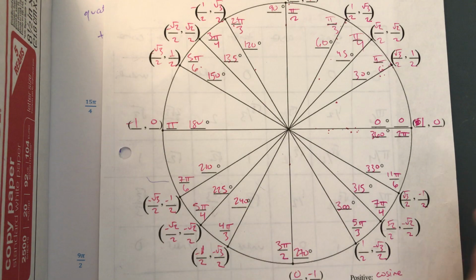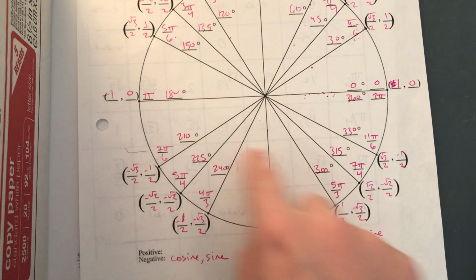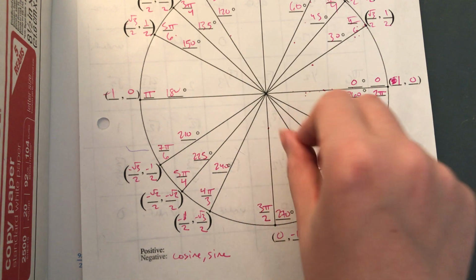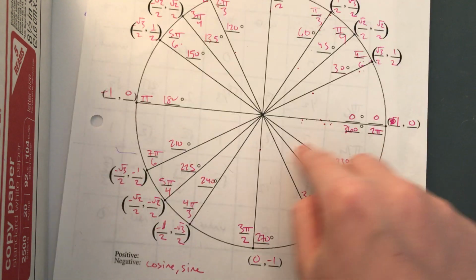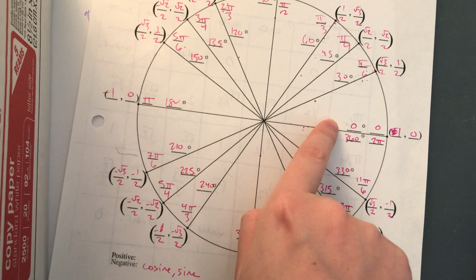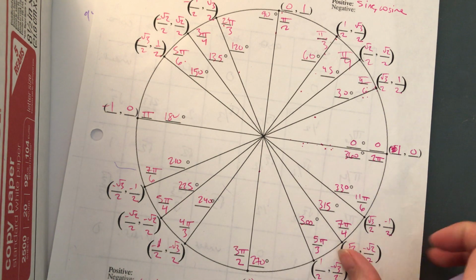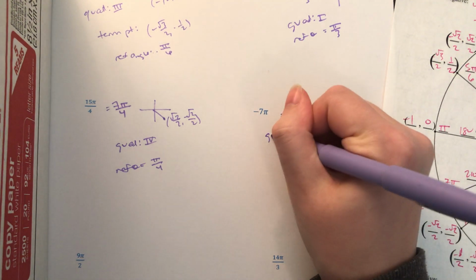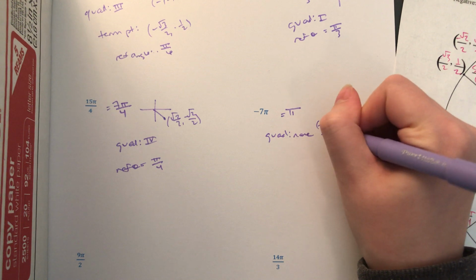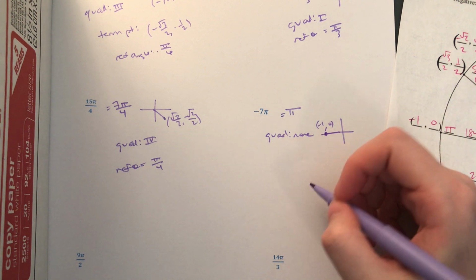Pi is the easiest to count because you start here and it's 1, 2, 3, 4, 5, 6, 7, 8, 9, 10, and so on. But this one's negative though, so -1, -2, -3, -4, -5, -6, -7. So -7 pi is the same thing as pi. So again, pi doesn't live on a quadrant. It lives on the x-axis out here. And the terminal point is -1, 0. The reference angle is 0 because there is none. So then you would just do the trig functions for pi.